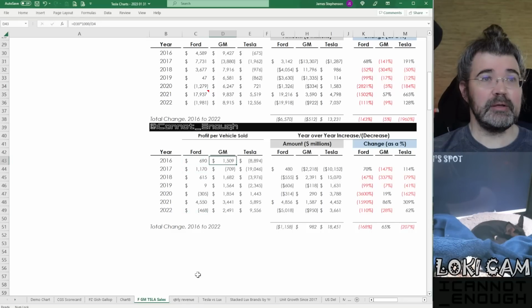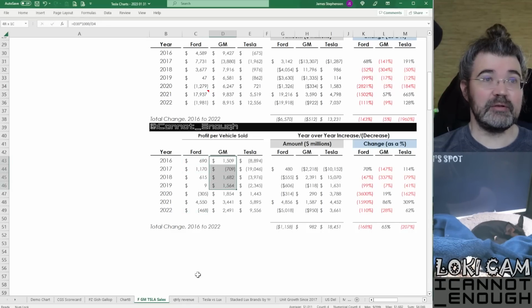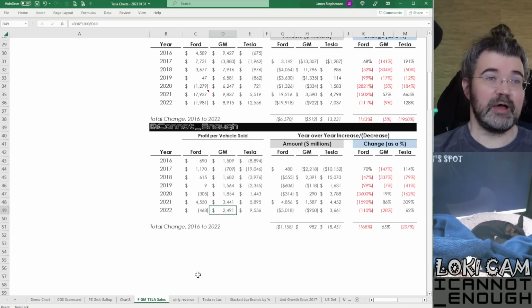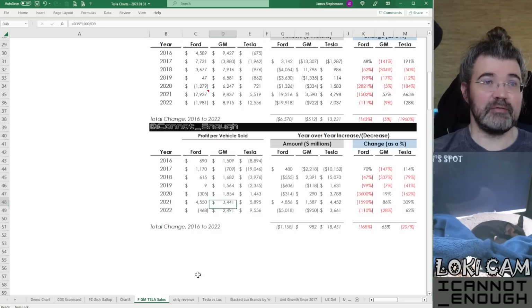Then for GM, yeah, they're normally less than $2,000 profit per vehicle. They have managed to beat that the past couple of years with $3,400 and $2,500 worth of profit here.